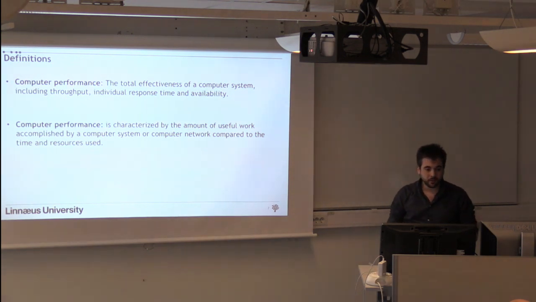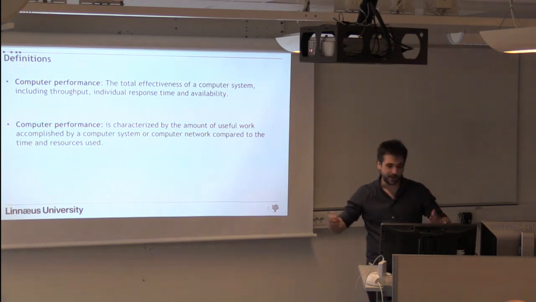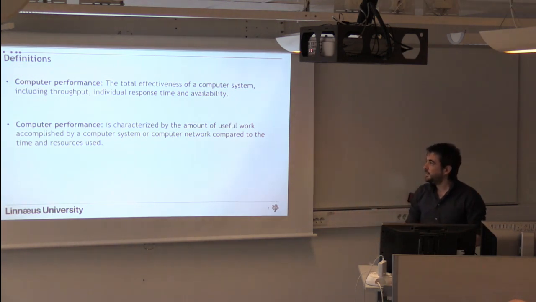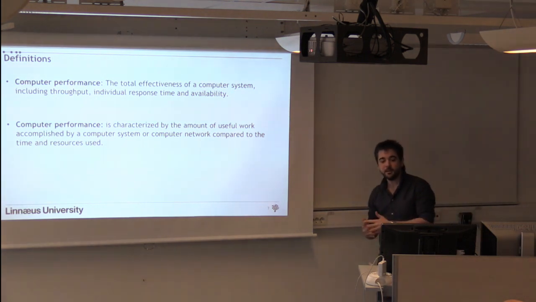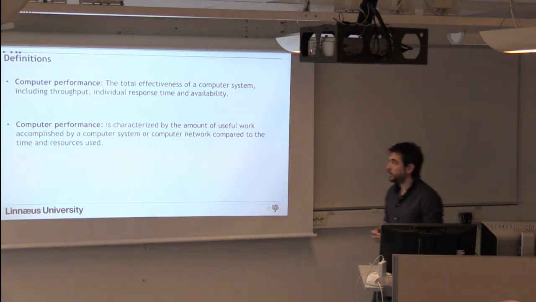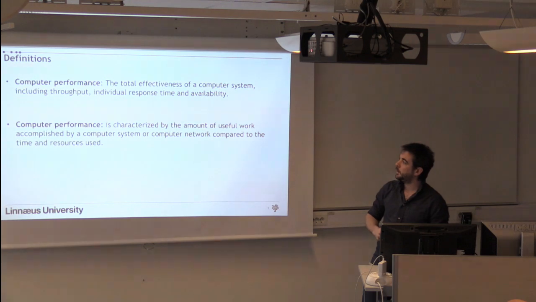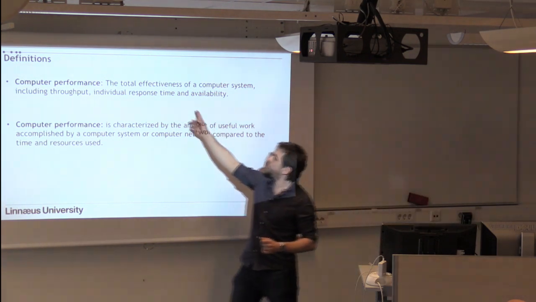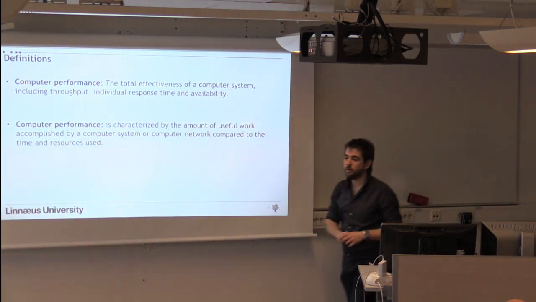So let's see some definitions about the computer performance. So it means that there is more than one. The first, the computer performance is the total effectiveness of a computer system, including the throughput, individual response time, and availability. So this definition is very nice for the users of the system. I want low response time, I want a lot of availability, I want throughput.